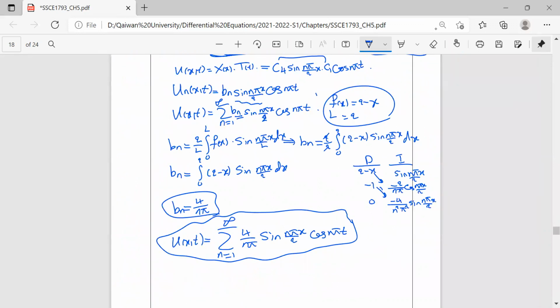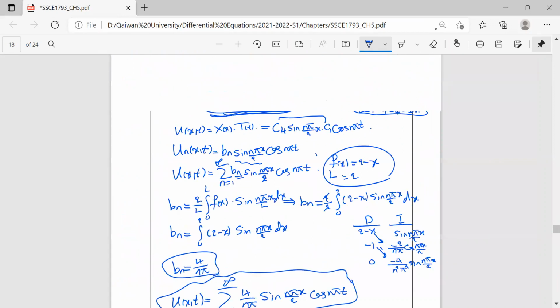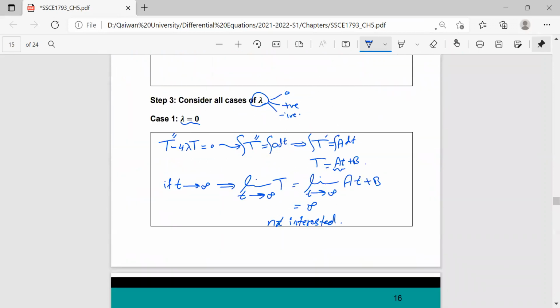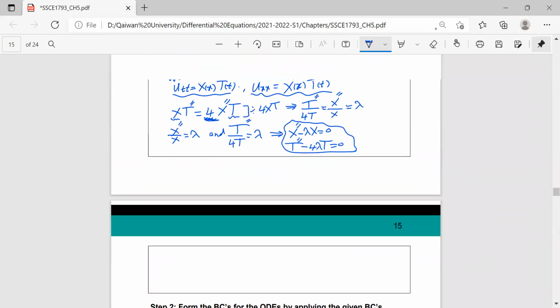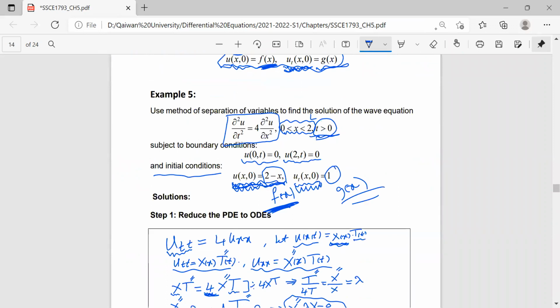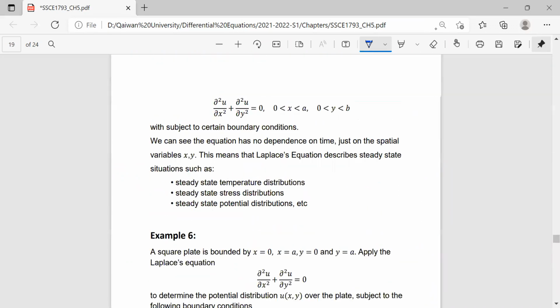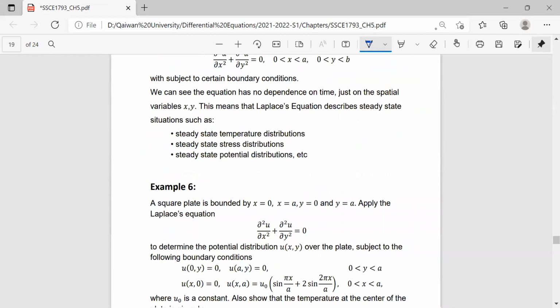It's actually too long, but it's not difficult. There are a lot of steps here, but it's not difficult. And all the wave equations are going to be solved in this way by using the separation of variables.